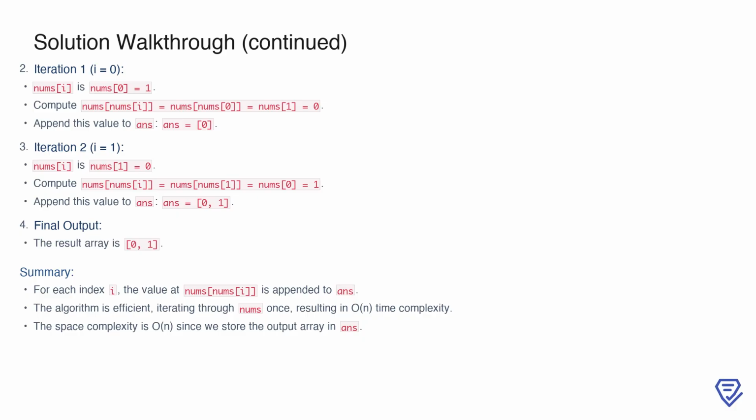Summing up the approach, for each index i, we calculate the value of nums[nums[i]] and append it to ANS. This algorithm iterates through the input array once, achieving a time complexity of O(n). The space complexity is also O(n), as we store the result in the output array ANS.